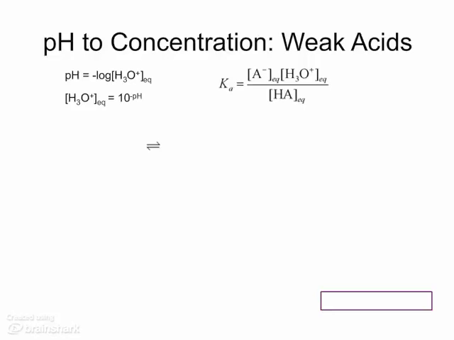Now that we have used concentration to get pH values, we want to use pH to get concentration. So we remember that pH is defined as the negative log of the H3O+ concentration at equilibrium. So if we know the pH and we want to get an equilibrium concentration, we just take 10 to the minus pH. We also remember that Ka is defined as A- times H3O+ equilibrium divided by the equilibrium concentration of HA.